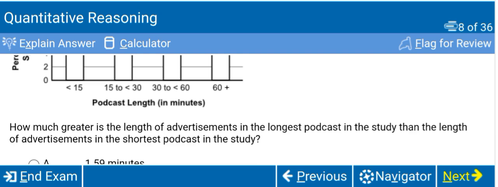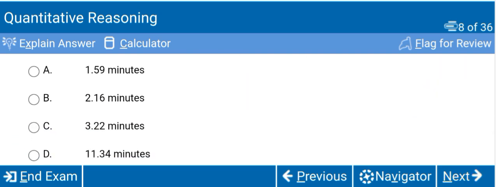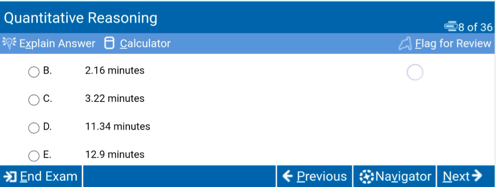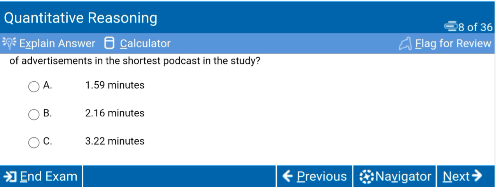Next question: how much greater is the length of advertisements in the longest podcast in the study than the length of advertisements in the shortest podcast in the study? Option A, 1.59 minutes, option B, 2.16 minutes, option C, 3.22 minutes, option D, 11.34 minutes, and option E, 12.9 minutes.